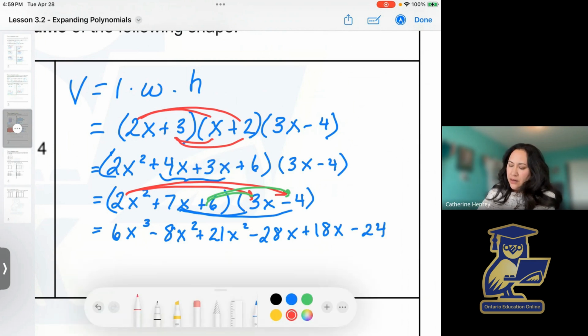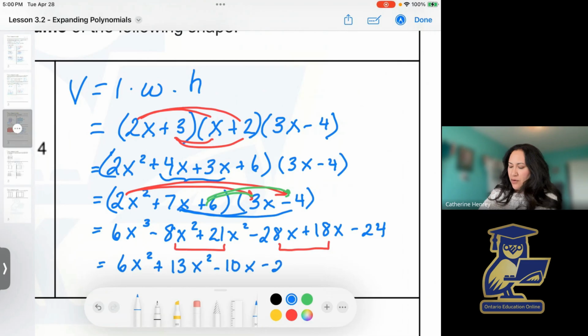So we have like terms to collect. There's two x squared terms there, and there's two x terms there. And if we simplify and collect like terms, the expression for the volume, I think, comes out to 6x cubed plus 13x squared minus 10x minus 24. Oh, and that's a long one.